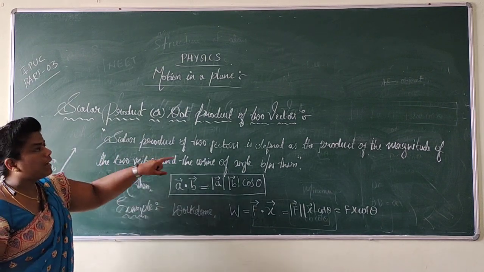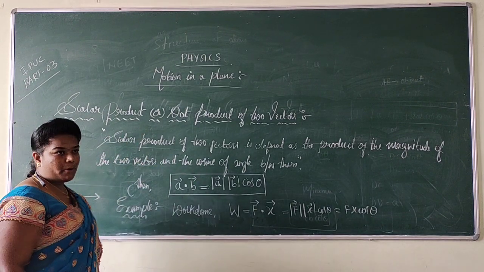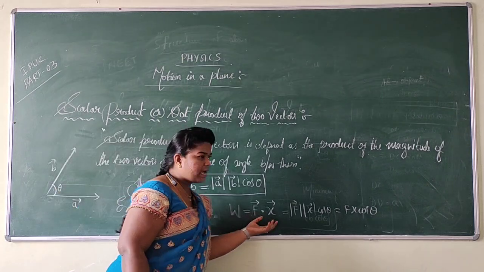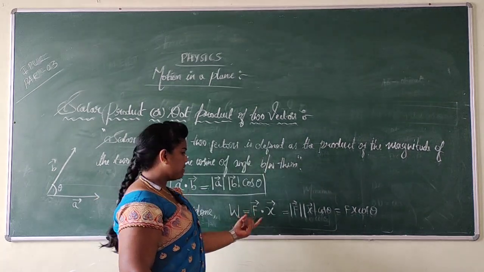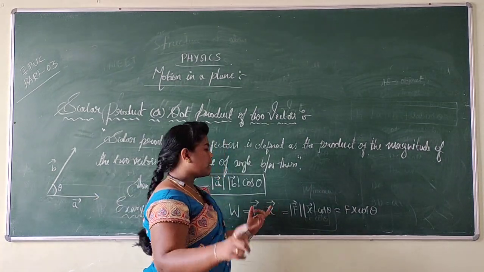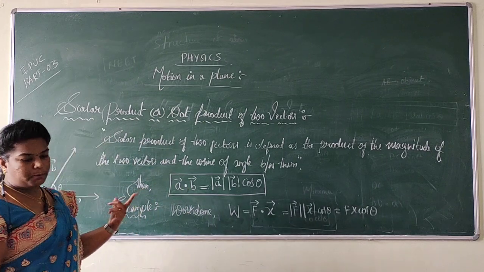It means if we multiply two vectors, we get a scalar product. Just as multiplying reactants gives products in chemistry, here we are multiplying two vectors to get a scalar as the product.